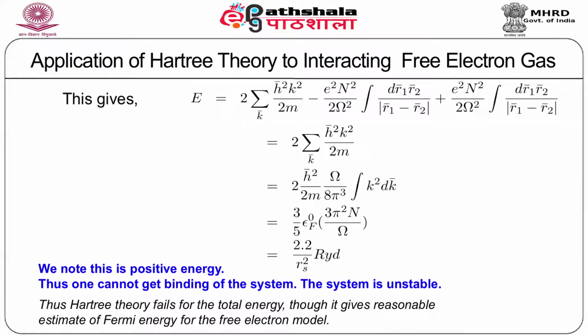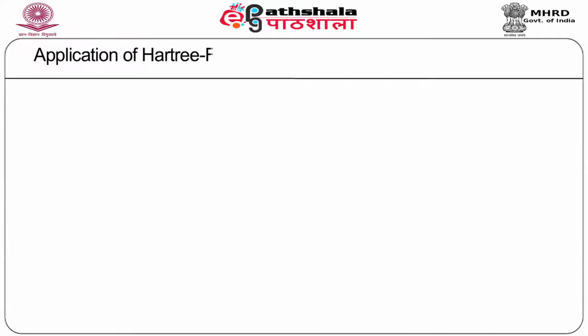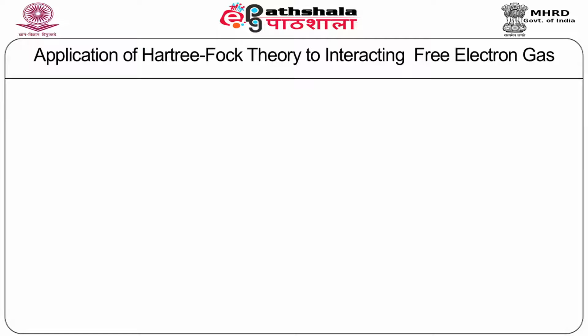However, we find the sign of this is positive. So this is positive energy. Thus, one cannot get binding of the system, because to get the binding, the total energy should be negative. The system is thus unstable. Therefore, Hartree theory fails for the total energy, though it gives a reasonable estimate of the Fermi energy for the free electron model. We next discuss the application of Hartree-Fock theory to the interacting free electron gas.